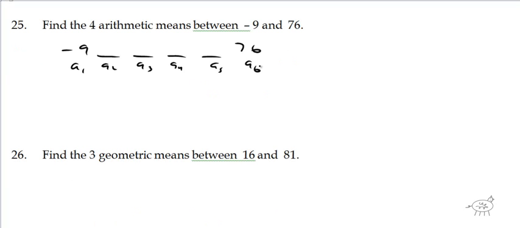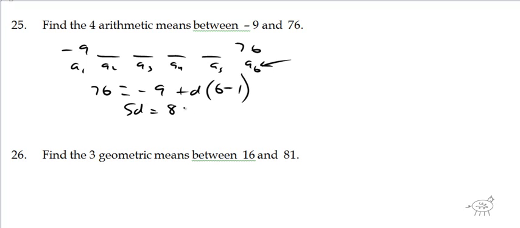6. So when I find out the information, I say 76 equals a sub 1, which is -9, plus d times n minus 1. So we're looking at that 6 there, so 6 minus 1. So basically 5d, and I add 9 to both sides, is 85, and I divide both sides by 5, and I get d is 17.